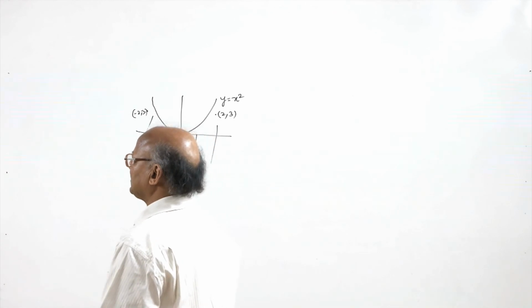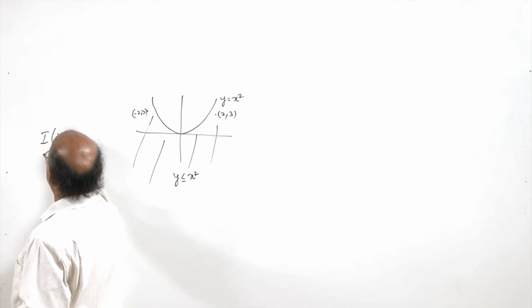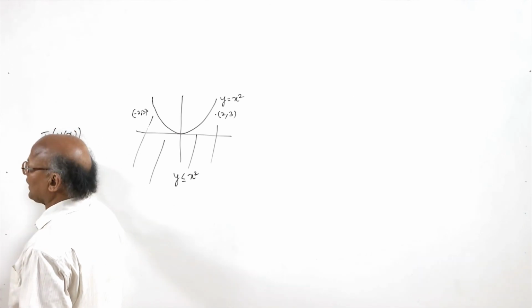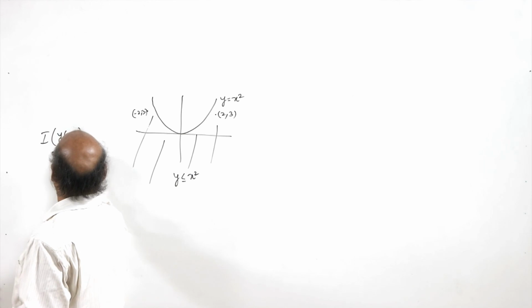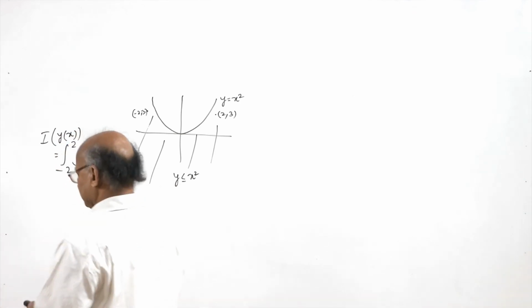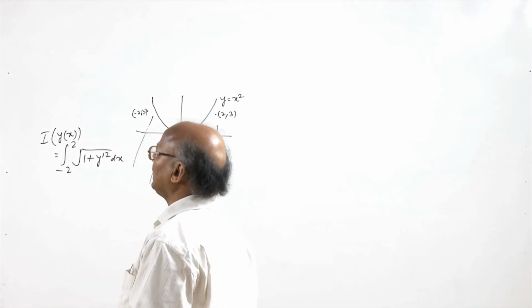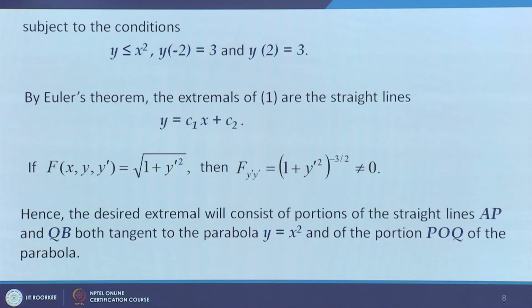So, we have to extremize here I[y(x)] equal to integral over x varying from minus 2 to 2 of under root 1 plus y dash square dx, subject to the conditions that y is less than or equal to x square and y(minus 2) is equal to 3, y(2) is equal to 3.